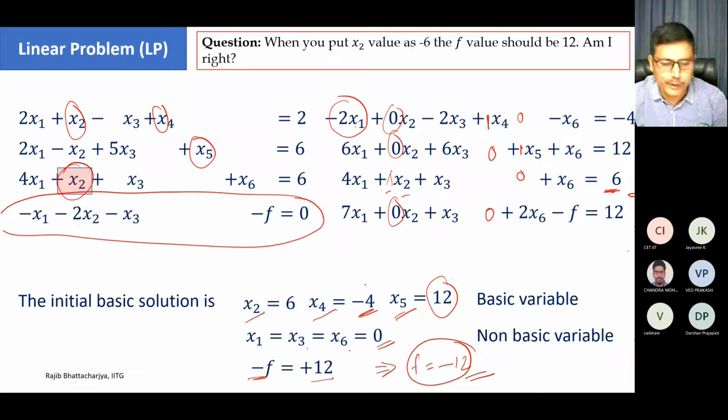Whatever we got is not a feasible solution because I am getting negative values. Now the question is, if I put -6 in the objective function here, then the f value will be -12, not +12. I hope this is clear. From the last line itself, I can find the objective function value: minus f equals 12.